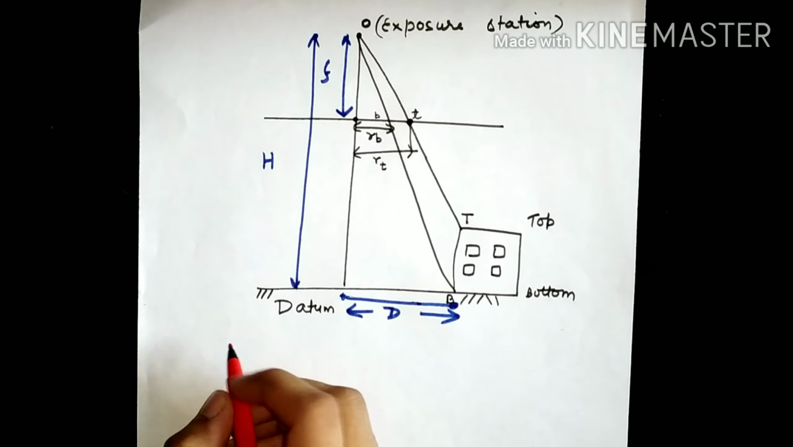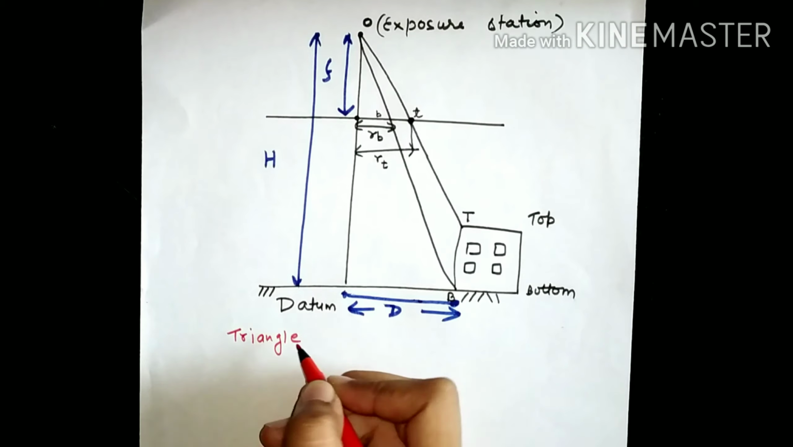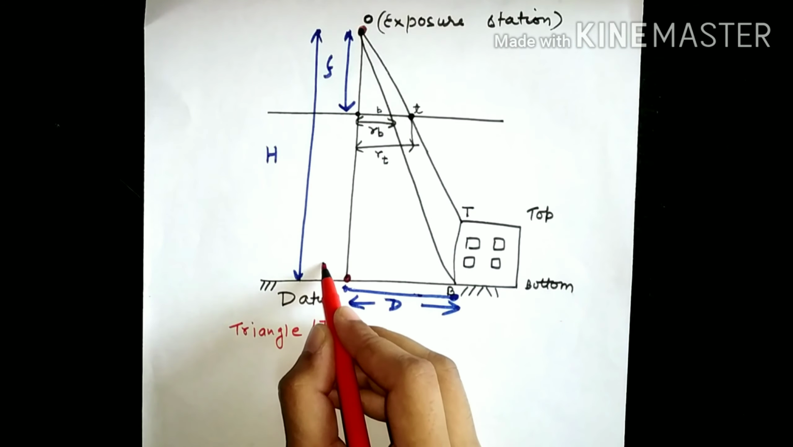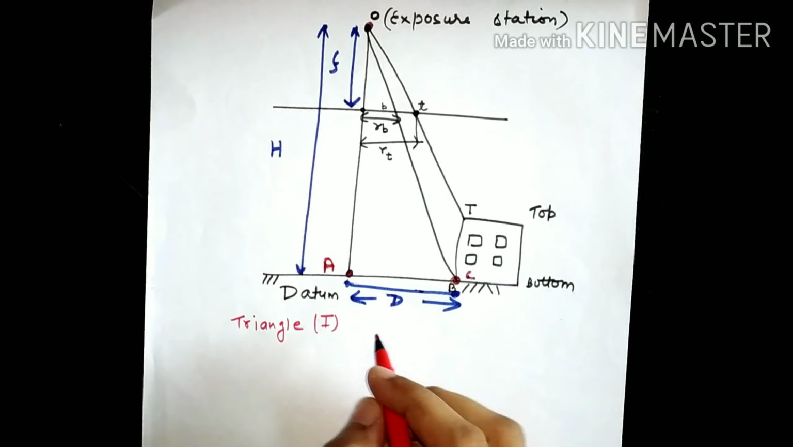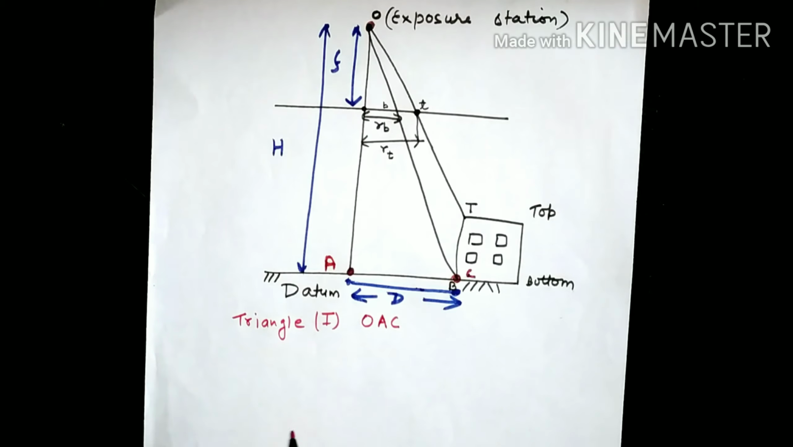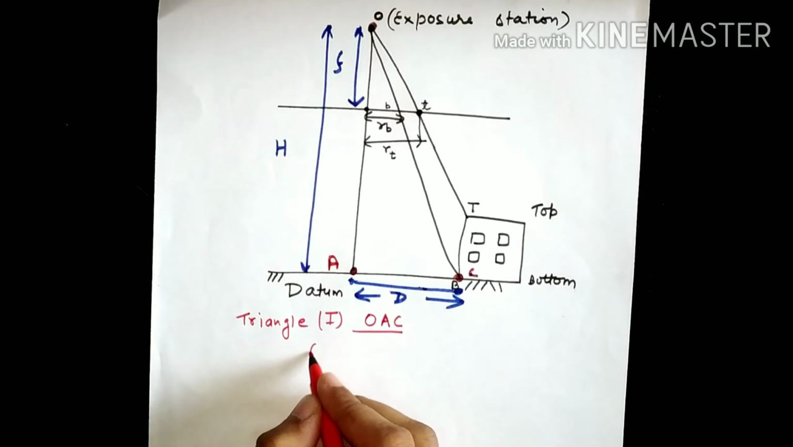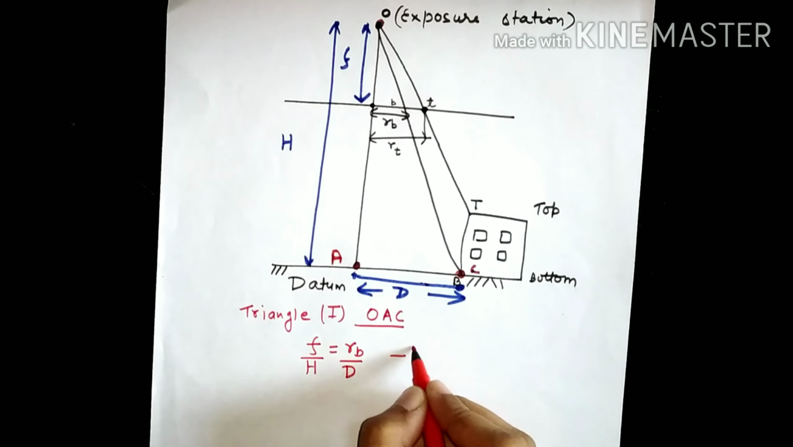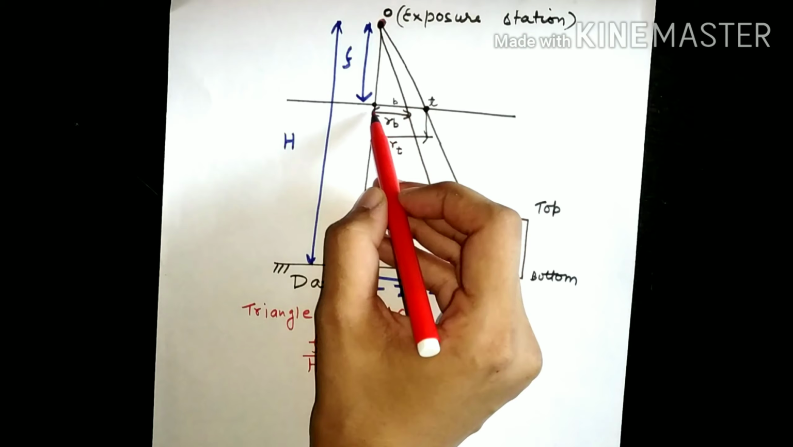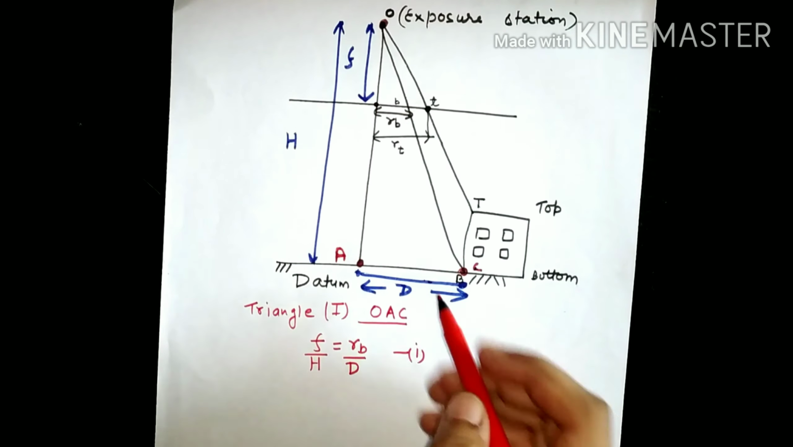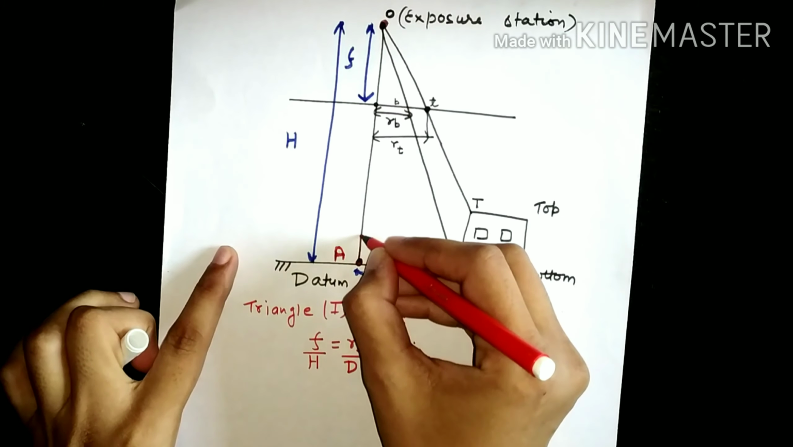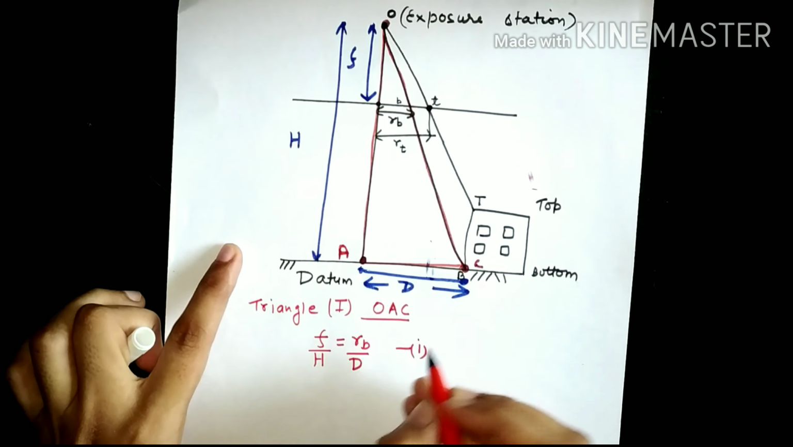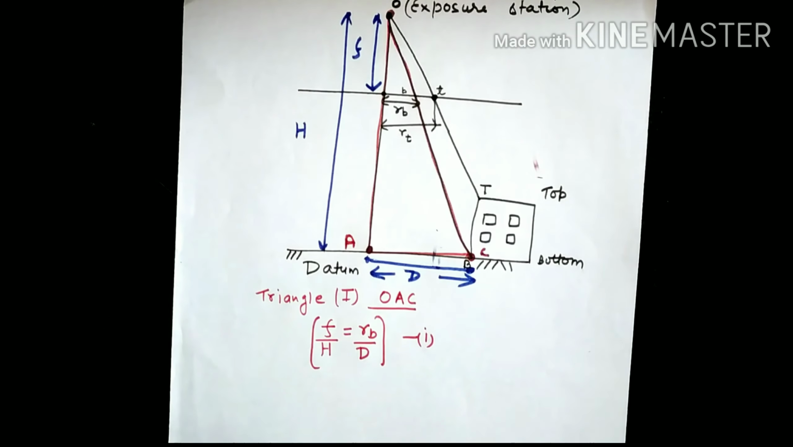Let us take triangle 1. That is O, and let us name these points A and C, so the triangle is OAC. From triangle OAC, F upon H is equal to RB upon D. This is the first equation: F upon H is equal to RB upon D, because we are taking triangle OAC.